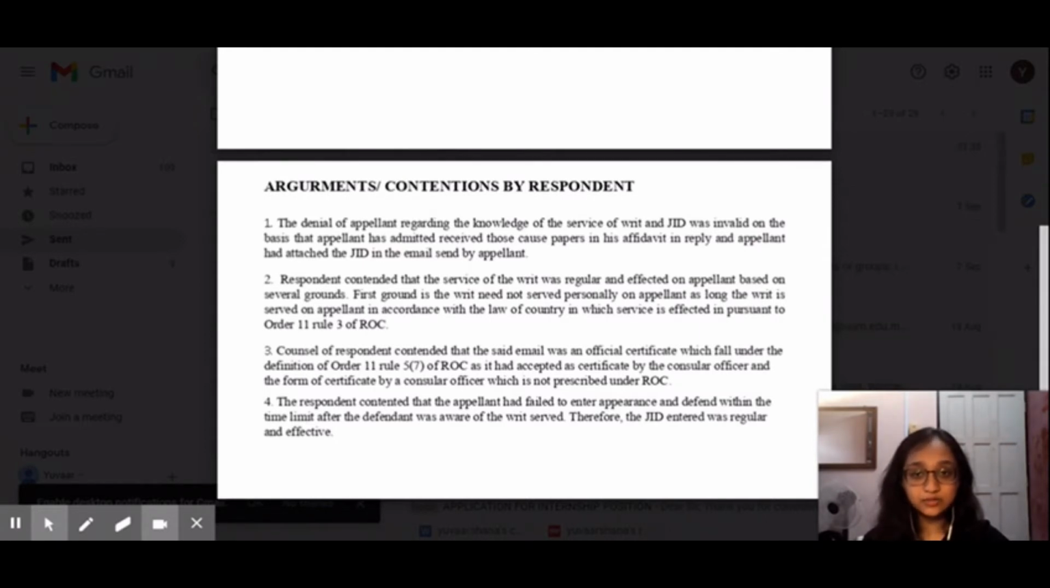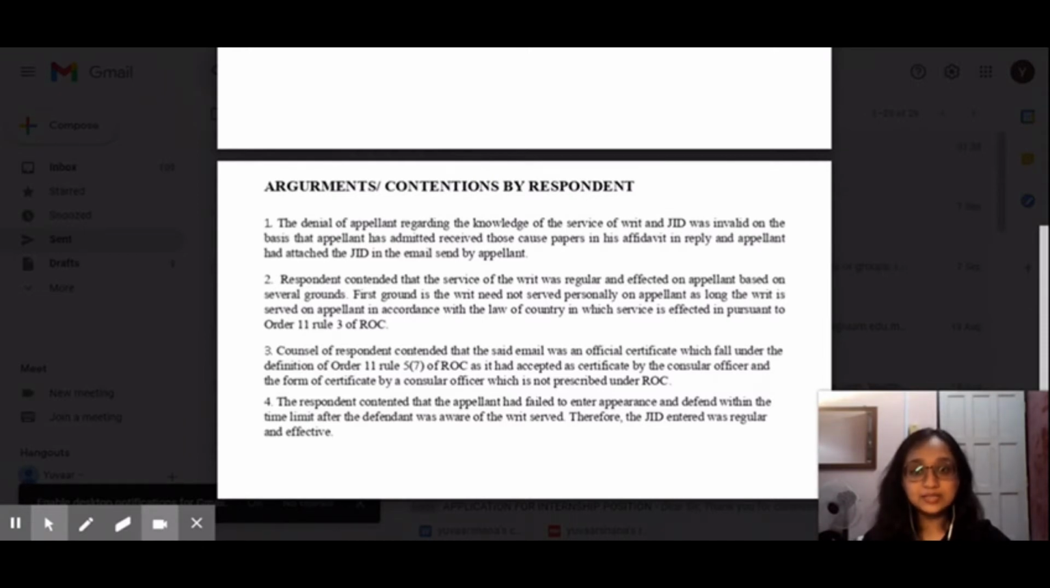Then the Counsel of the Respondent also contended that the said email was an official certificate which falls under the definition of Order 11, Rule 5, Paragraph 7 of the Rules of Court, as it had been accepted as a certificate by the consular officer, and the form of certificate by a consular officer was not prescribed under the Rules of Court. It was further argued that the authenticity of the said email was not challenged by the appellant at the first place.